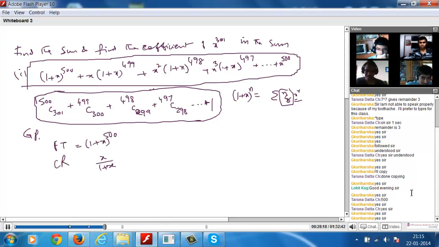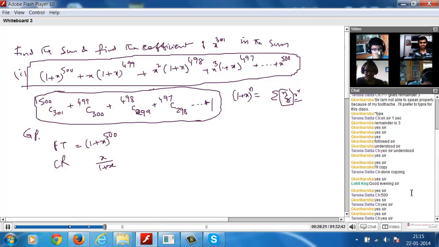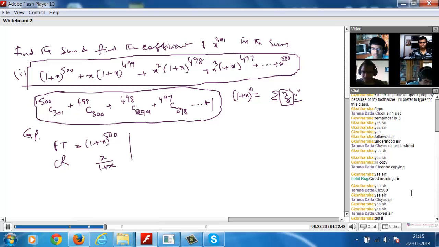This is the GP. First term 1 plus x whole to the power 500. Common ratio x divided by 1 plus x. Each time x is getting multiplied and divided by 1 plus x. Yes, x divided by 1 plus x is the common ratio and total number of terms 501. So you know how to write the sum of the GP. What is that sum? How do you write this sum?